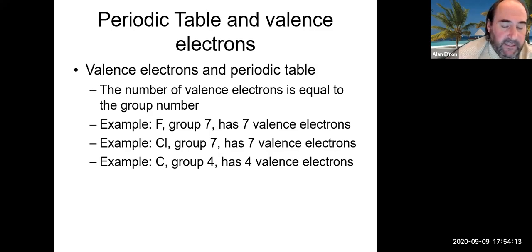So here's just some examples. Fluorine, which is group 7 on the periodic table, has 7 valence electrons. Chlorine, which is 7 as well, has 7 valence electrons.